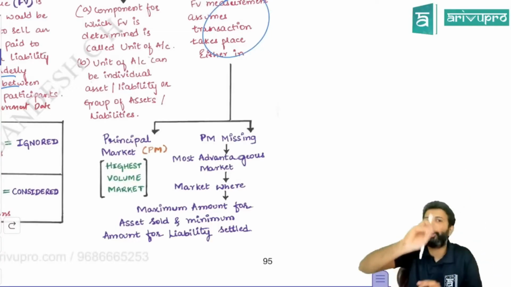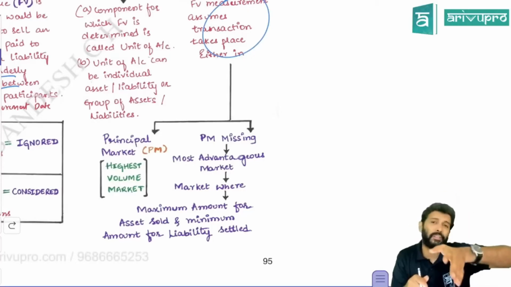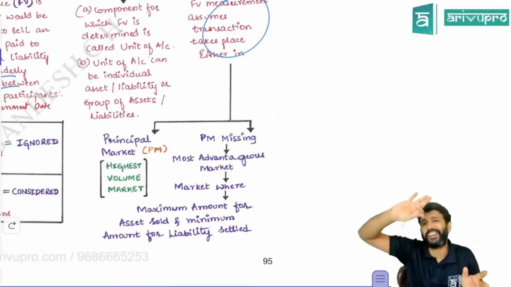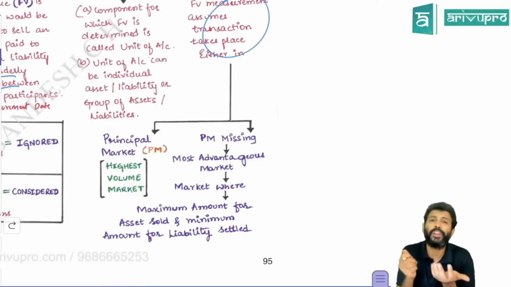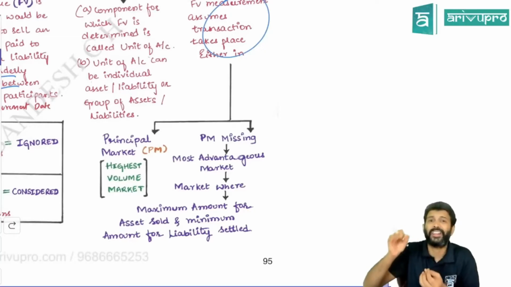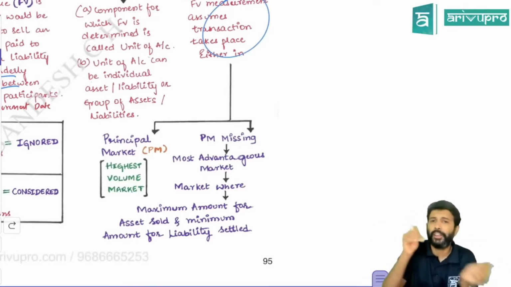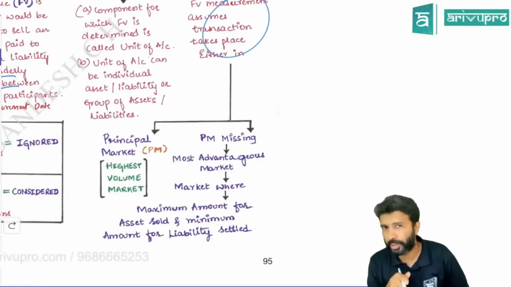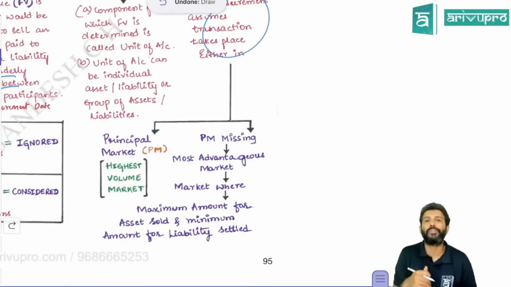Principal market means the most voluminous market. Suppose you have shares, let's say Nestlé shares. Nestlé shares are traded in the National Stock Exchange as well as the Bombay Stock Exchange. Now you need to check in which exchange Nestlé shares are traded in high volume, BSE or NSE. If you conclude that NSE has a higher volume, then NSE becomes the principal market for finding the fair value of Nestlé shares.